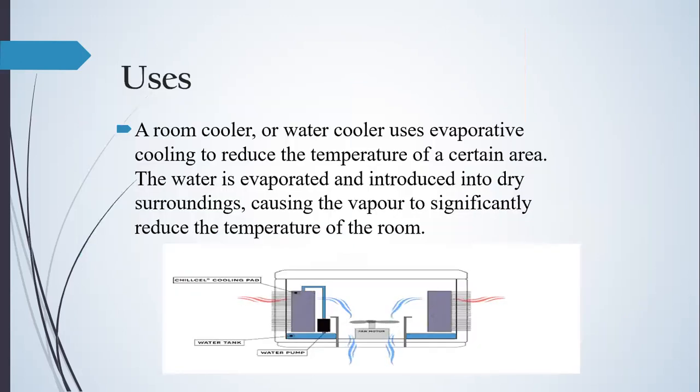Now let's move towards the uses of our cooler. As you can see in the GIF below, this is how we can use our room cooler. A room cooler or water cooler uses evaporative cooling to reduce the temperature of a certain area. The water is evaporated and introduced into dry surroundings, causing the vapor to reduce the temperature of the room. So this is how we can use it.